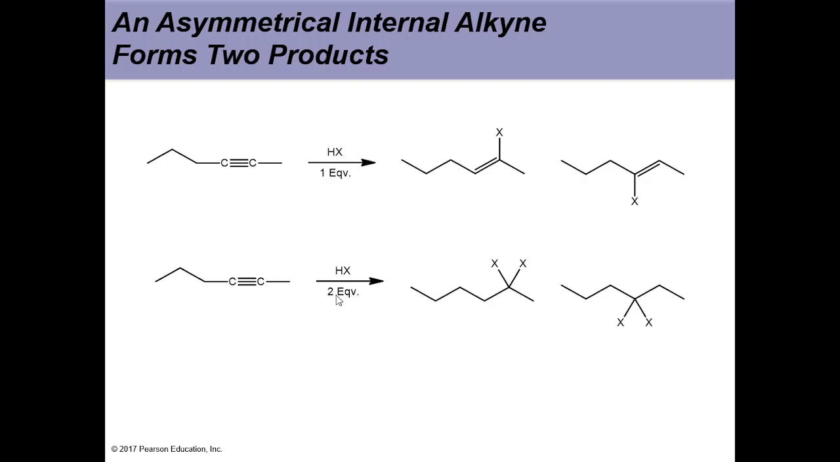With two equivalents of HX, after the first addition, you're going to form half of the product to be on the right. With this first addition product, the second addition will again form a geminal halide, but in this case both halides are on the other carbon of the original triple bond. So when you have an internal alkyne, both carbons with substituents on them, you will have a mixture of two products, either with one addition or with a second addition.